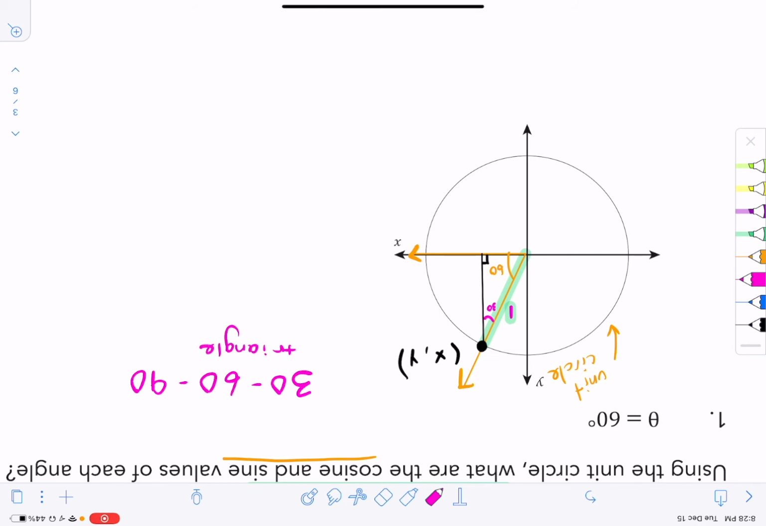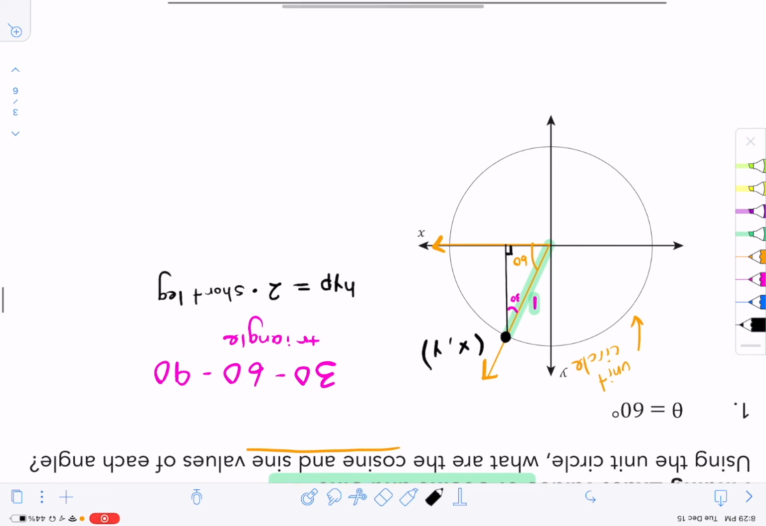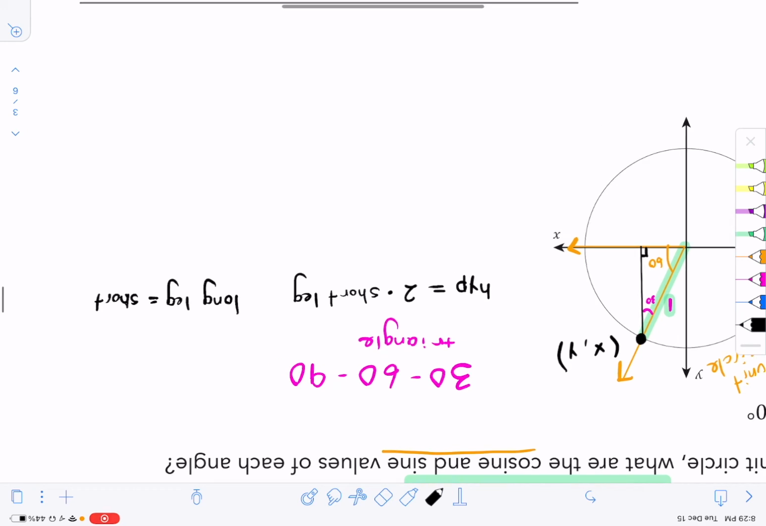And just to refresh your memory on the formulas that we're going to be using, in a 30, 60, 90 triangle, the hypotenuse is equal to 2 times the short leg, and the longer leg is equal to the short leg times the square root of 3. So we're going to use this triangle, and we're going to find our value of x and y, which is going to be our sine and cosine value.